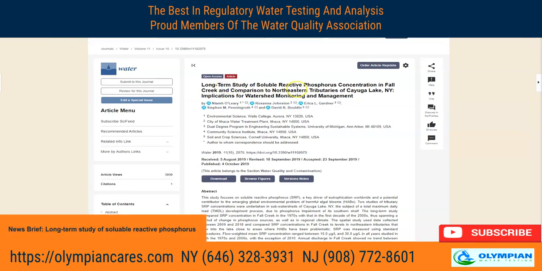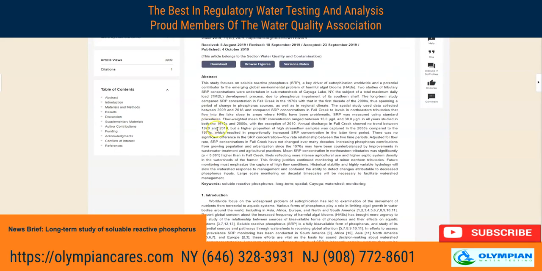Long-term study of soluble reactive phosphorus concentration in Fall Creek, comparison to northeastern tributaries of Cayuga Lake in New York. What did they find? Today we're looking at MDPI, and we're going to look into watershed monitoring and management. So the study focuses on soluble reactive phosphorus, or SRP, a key driver of eutrophication worldwide and a potential contributor to the emerging global environmental problem of harmful algae blooms, HABs. So not only does this affect your drinking water, but it has severe impacts on the environment.